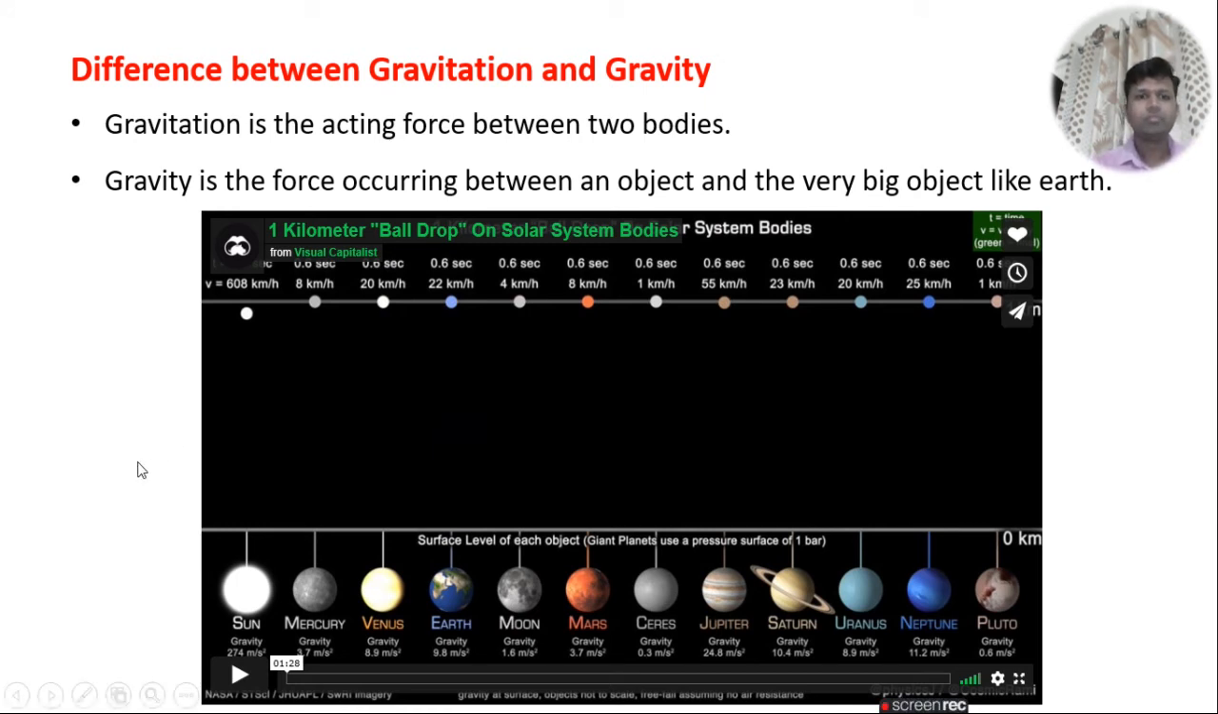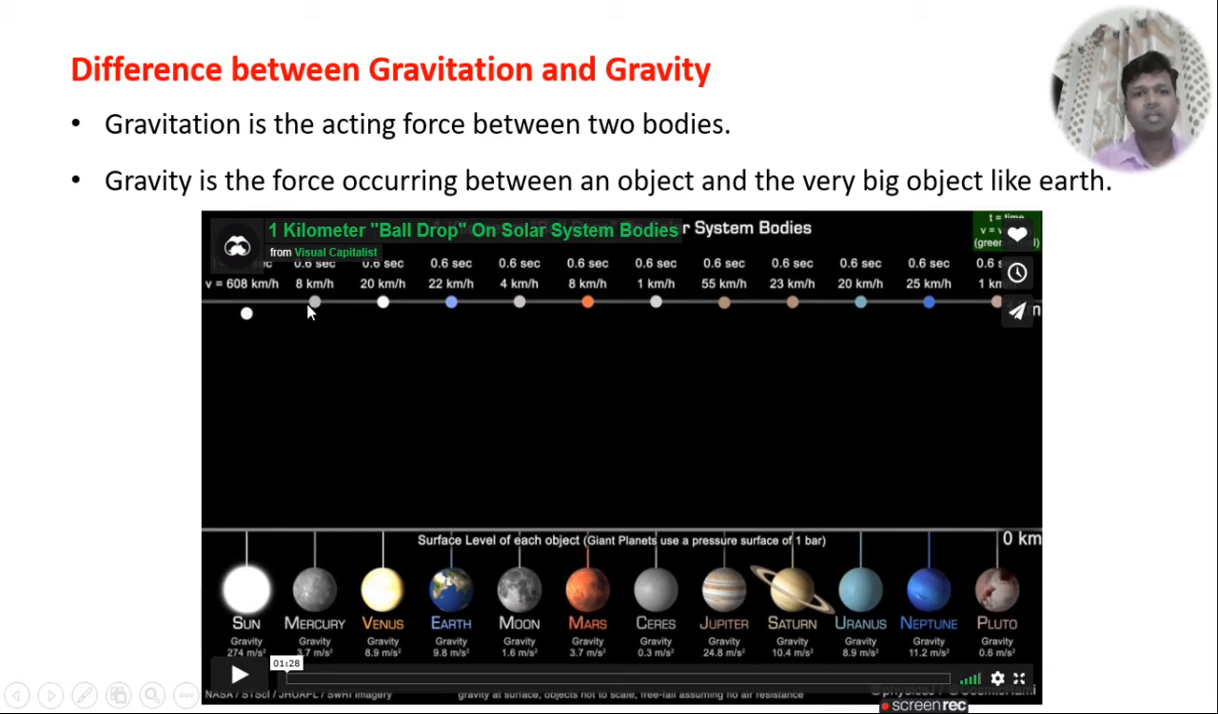So here you can see there are different planets from the sun. Mercury, Venus, and other planets are also there, and their gravity is also mentioned here. Now here also you can see one line. It is written 0 kilometer over here. So this line represents the surface of this planet. Again we have one more line. This line is at 1 kilometer from this line.